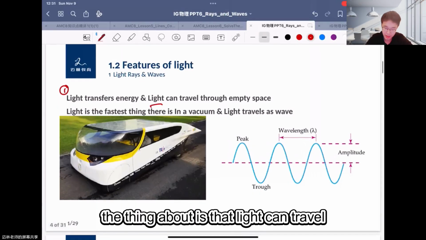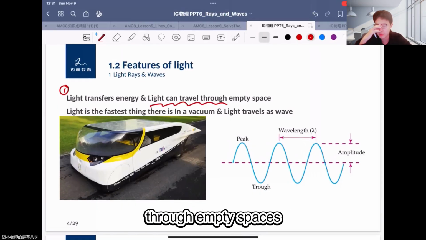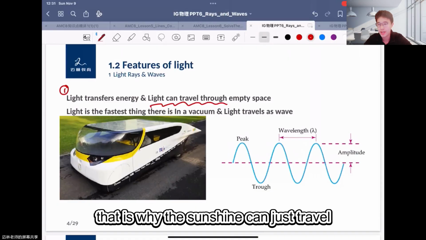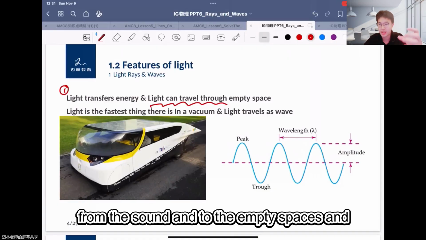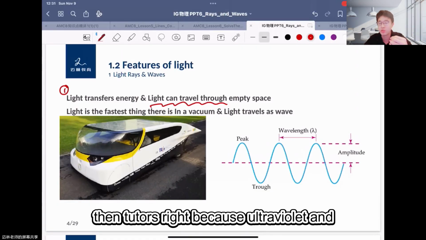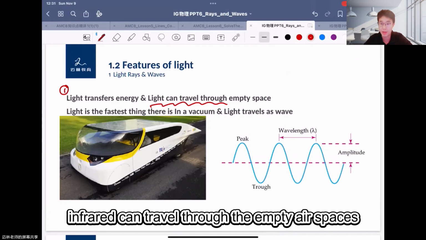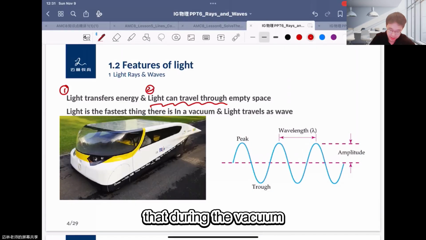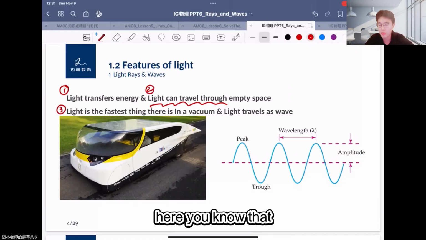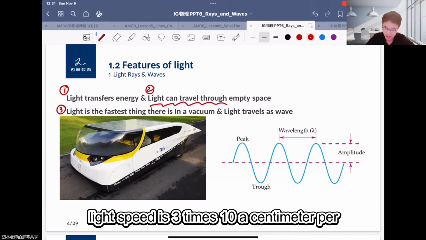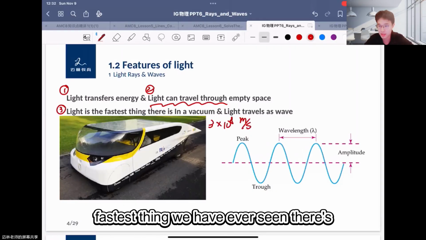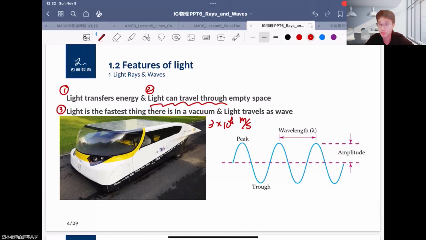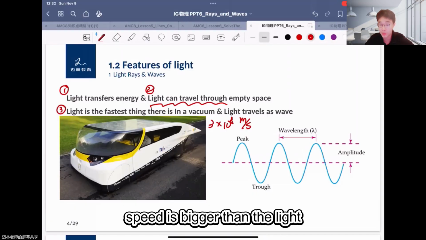The second part is that light can travel through empty space. That is why sunshine can travel from the sun through empty space to the earth, because ultraviolet and infrared can travel through empty space. Also, light is the fastest thing in a vacuum. Light speed is 3 times 10^8 meters per second, and it is the fastest thing we have ever seen. Nothing's speed is bigger than light.